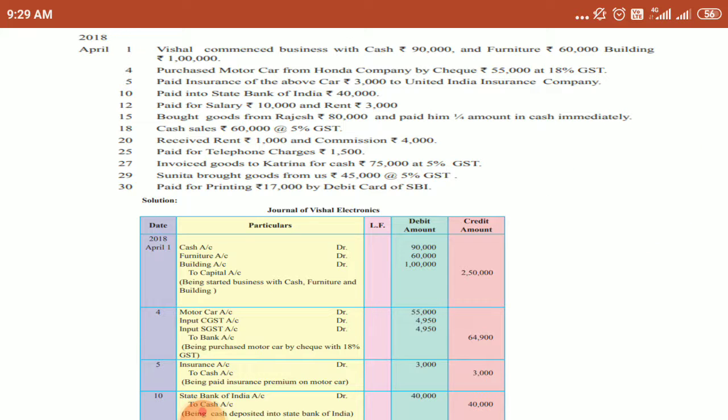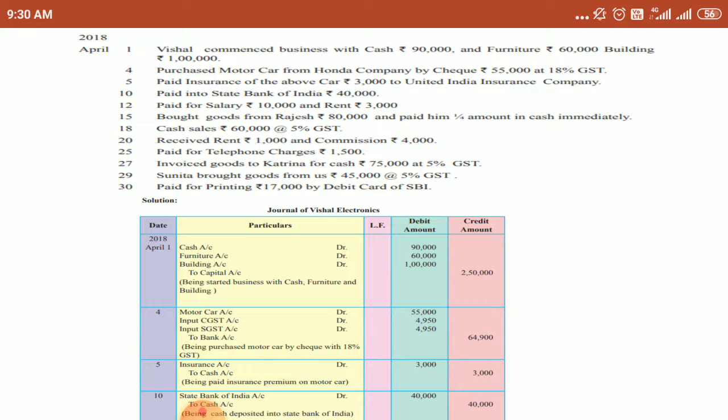Then on April 18 cash sales rupees 60,000 at 5% GST. We have to calculate 5% GST on 60,000. When we do sales, it is 5% GST we have to calculate. So our GST amount comes to 3,000 rupees. 5% on 60,000 is 3,000. So 3,000 will be divided into output CGST, output SGST, that is 1,500 each.